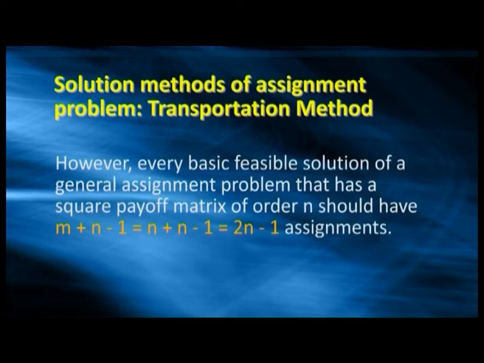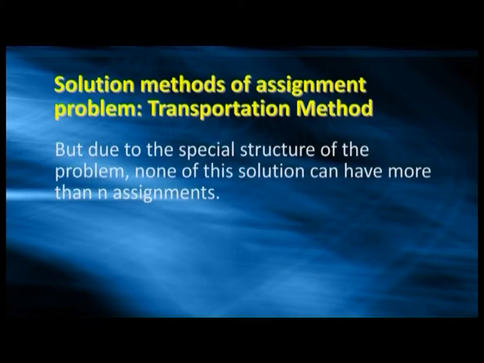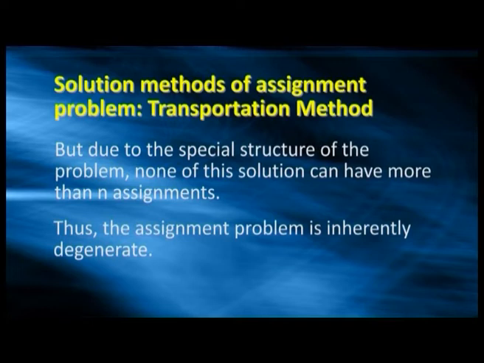However, every basic feasible solution of a general assignment problem that has a square payoff matrix of order n should have m plus n minus 1, which is n plus n minus 1, which is 2n minus 1 assignments. But due to the special structure of the problem, none of these solutions can have more than n assignments. Thus, the assignment problem is inherently degenerate.